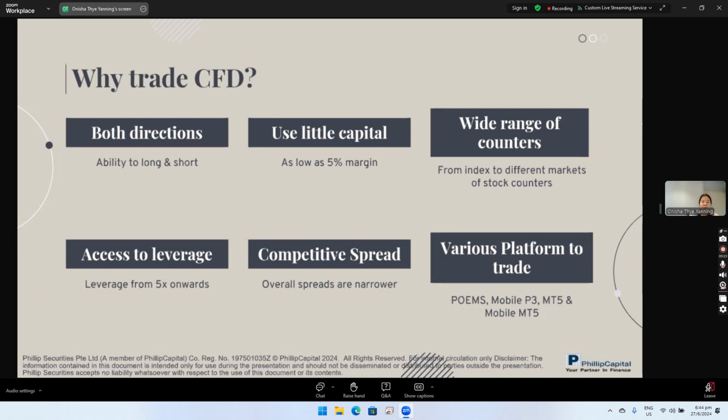So next, there is a wide range of counters for you to choose from, from indices to different markets of stock counters. And CFD also allows you to access leverage, from 5 times onwards. Or if you use MT5, there's technically more leverage. There's also competitive spread from us, where our spread is actually narrower, and you can compare ours to our competitors. So there are various platforms for you to trade also, which are Poems, Mobile P3, MT5, and Mobile MT5.